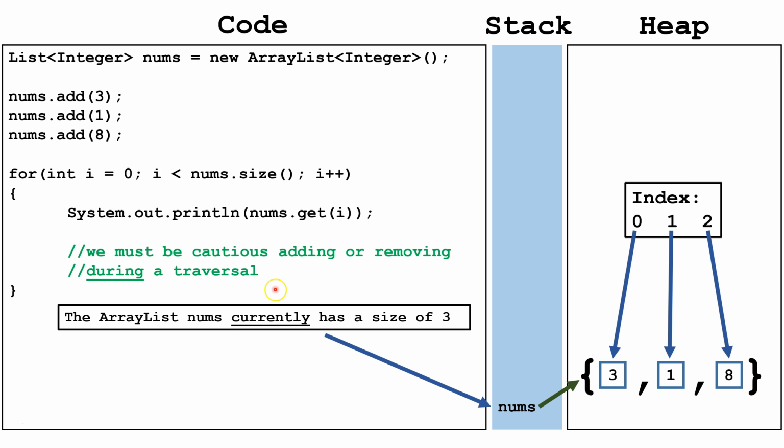It's also important to understand that we must be cautious when adding or removing an index from an array list while we are traversing it. Because indexes will slide over when an item is either added or deleted, traversing an array list while we are adding or removing items may either cause an index to be returned twice or an index to be skipped.